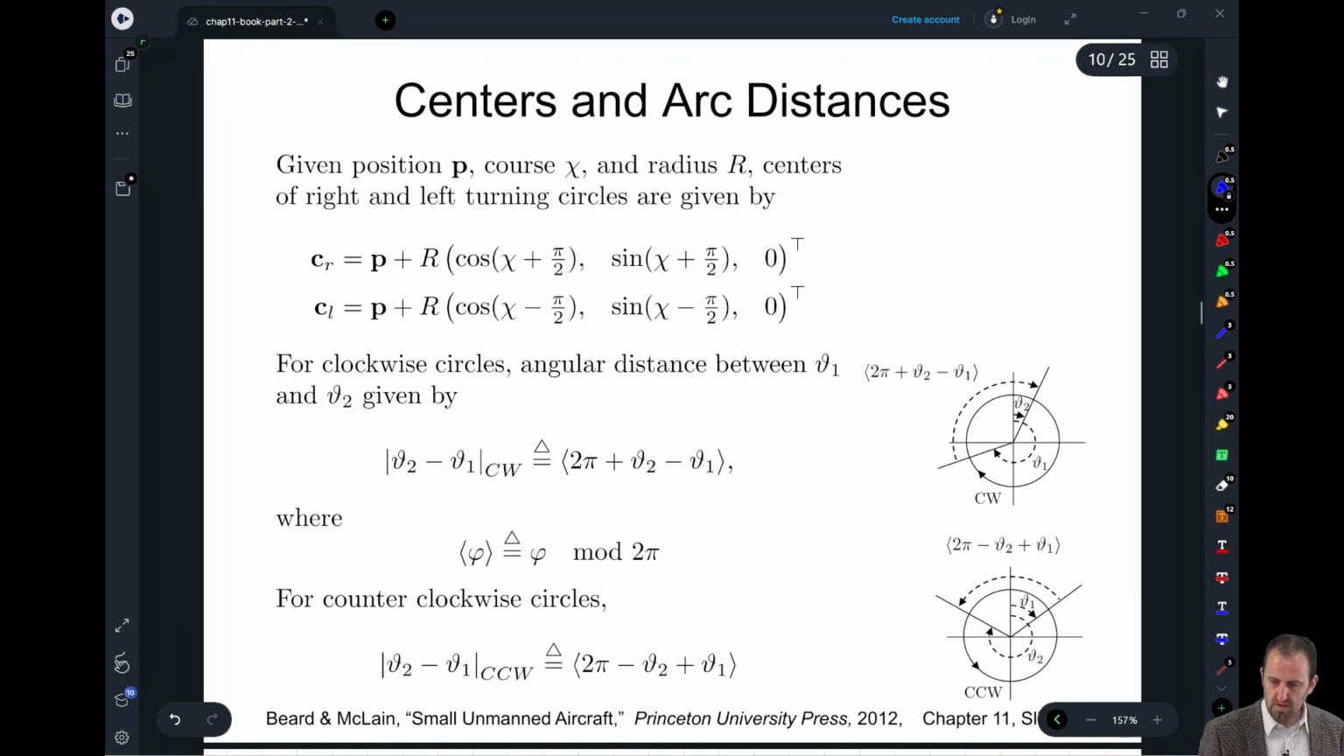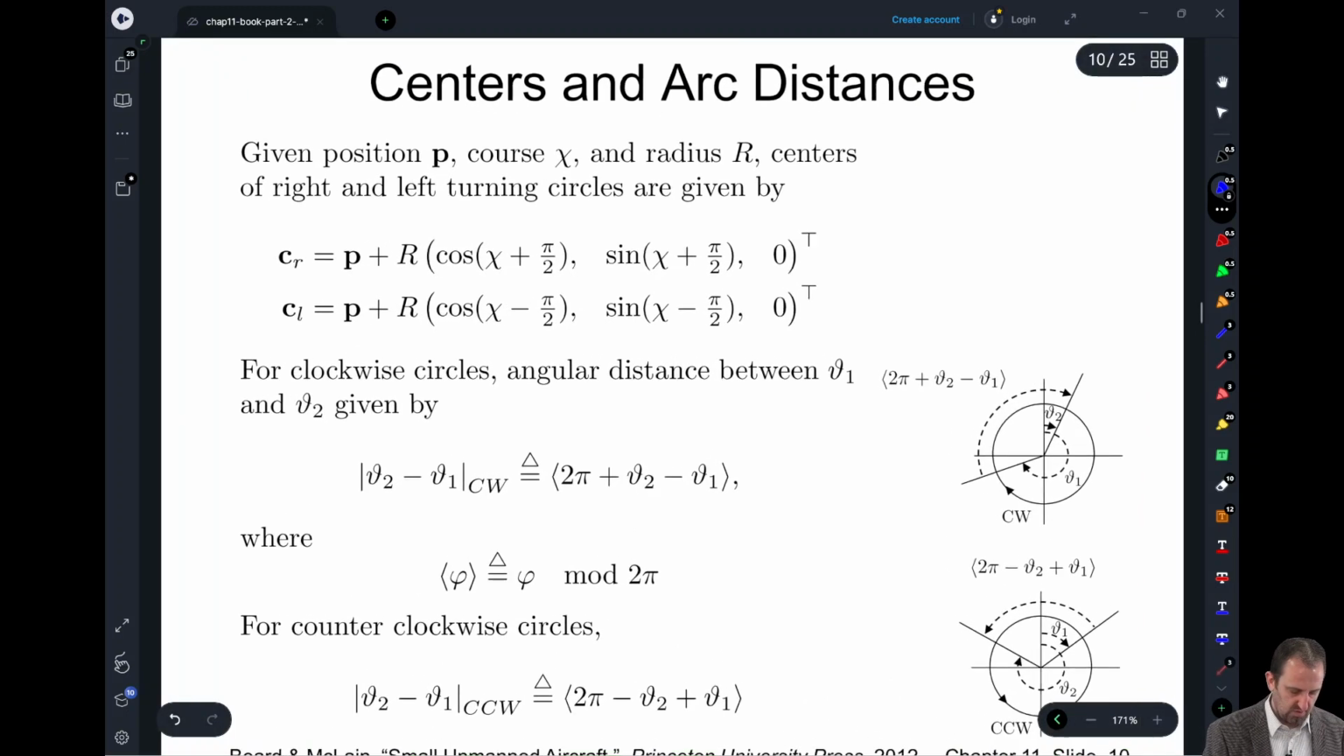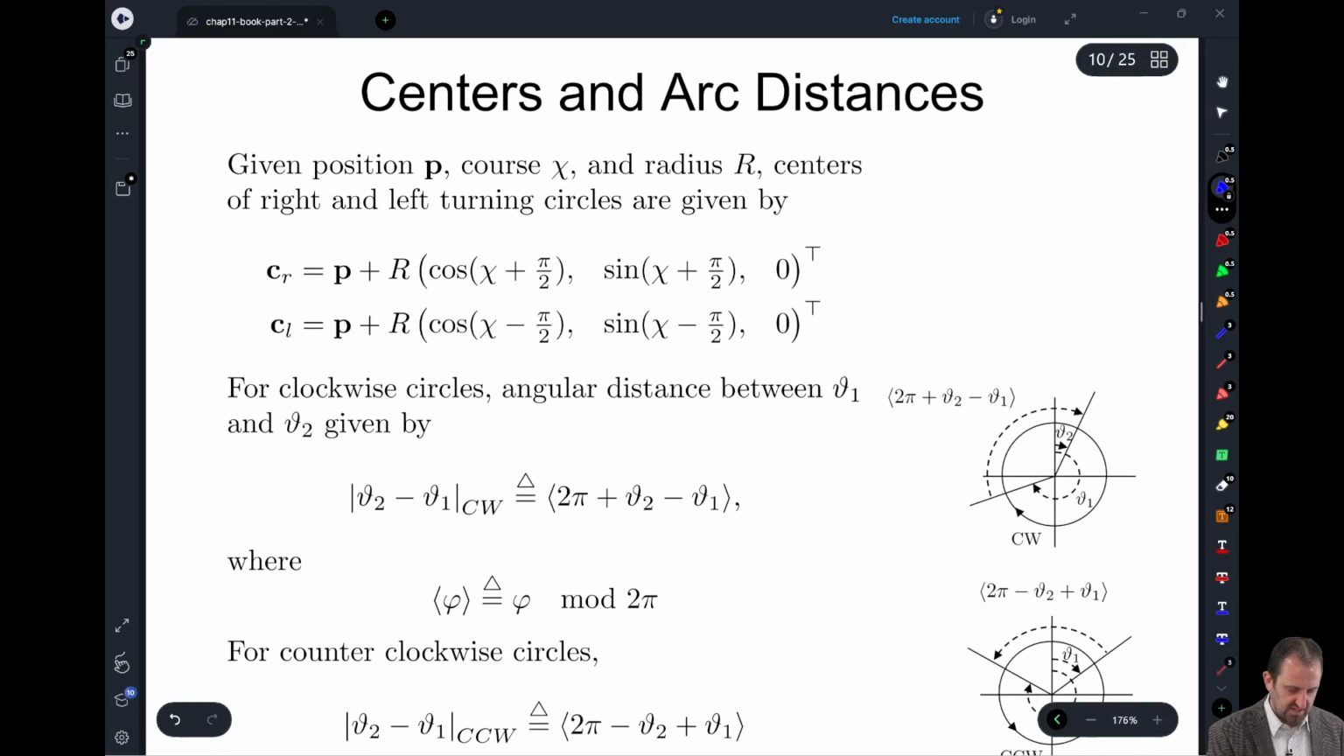As we look at this, we'll start off calculating just the centers of our circles and the arc distances along a circle. For each one of our circles, we'll have a right and left center point. This is defined just as the position, our right or left position, plus this r right here. This is the radius of our circle. So we're assuming we're executing the minimal radius possible.